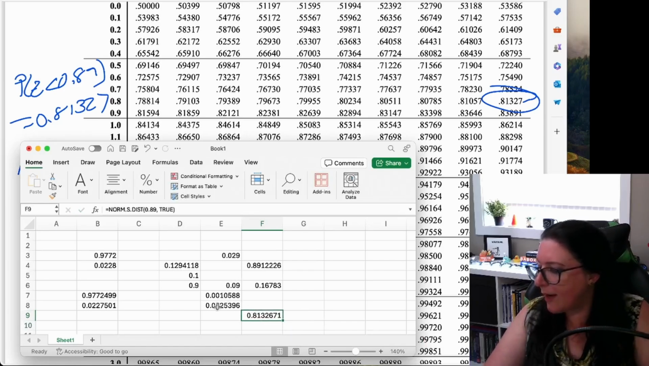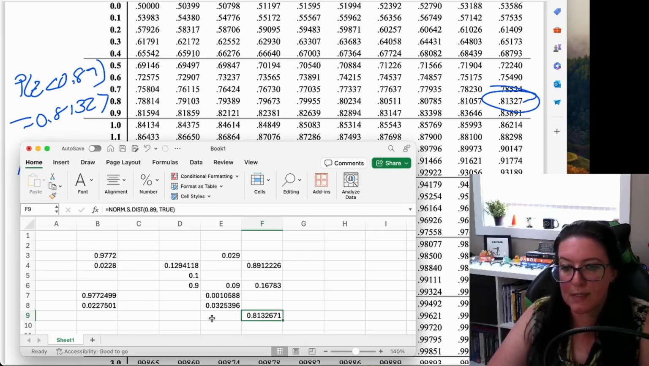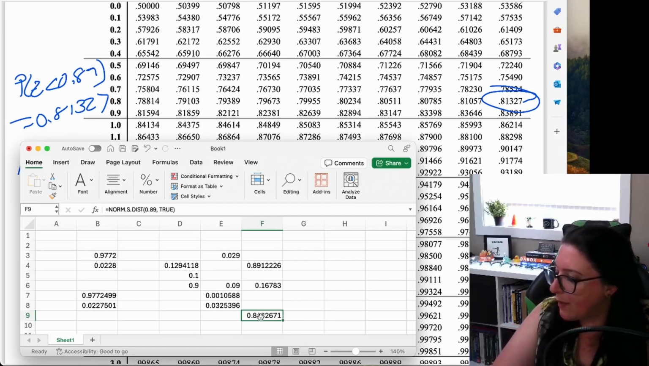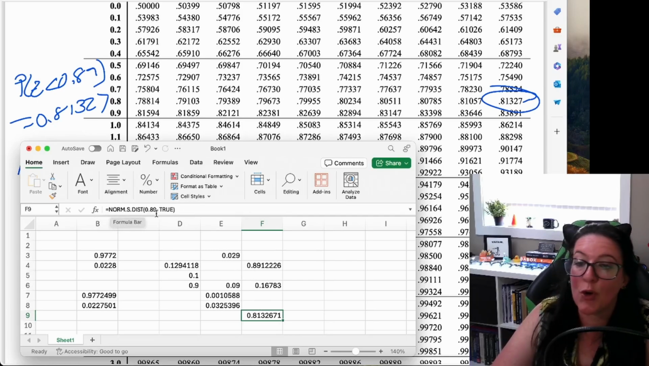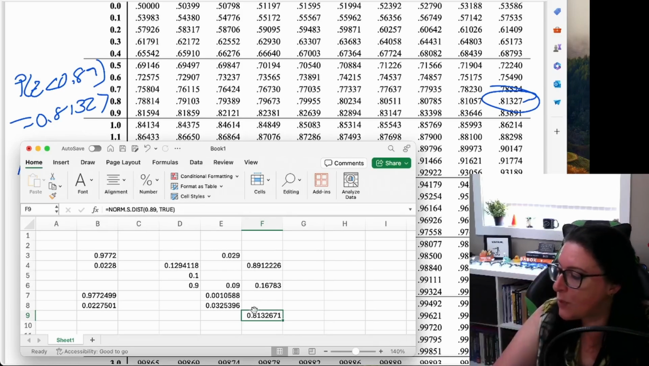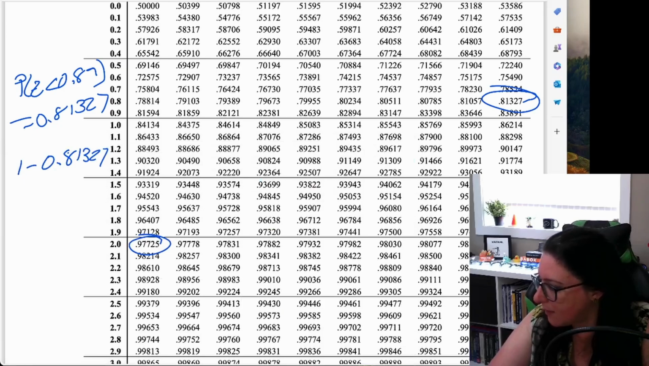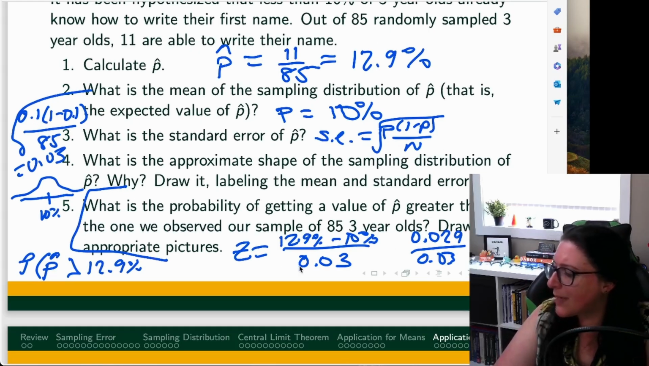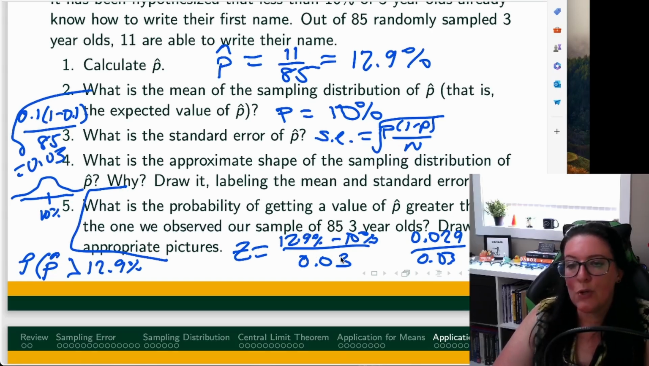And you can see here it gives us 0.81326 71. So if you're using NORM.S.DIST, that's the standard normal distribution, you give it a z value, but that means you already have to have calculated z, which then means, if I go back to our slides here, that we had to do this part of the calculation separately, where we found our sampling error and our standard error before we put it into Excel.